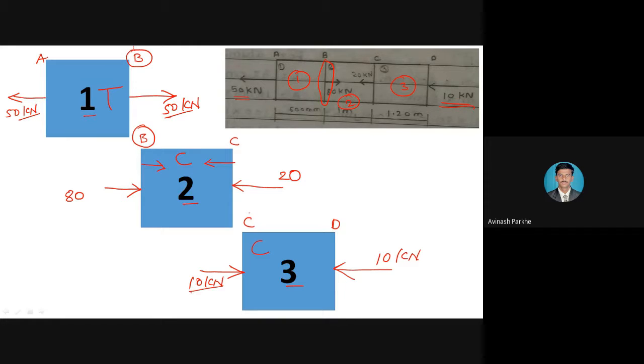Similarly, point C is common for section 2 and section 3. म्हणजे जिथं तुमचा सेकंड सेक्शन संपतोय तिथं तुमचा थर्ड सेक्शन स्टार्ट होतोय. सो हियर व्हॉट वी हॅव टू डू, वी हॅव टू बॅलन्स दॅट फोर्सेस. 80 kilonewton इज द ओरिजिनल फोर्स अप्लाइड.